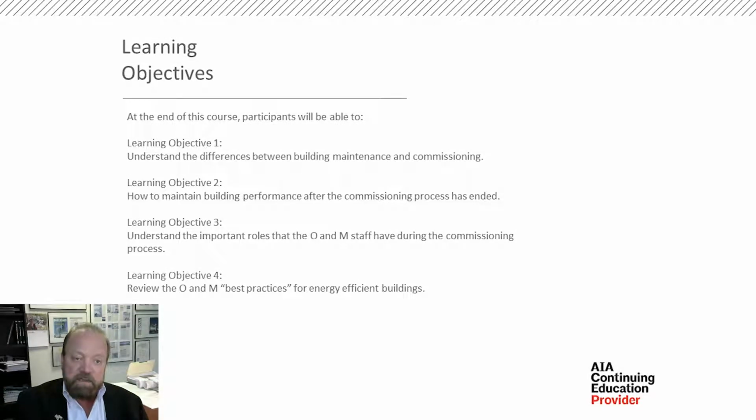The learning objectives of this seminar are: number one, understand the differences between building maintenance and commissioning. Number two, how to maintain building performance after the commissioning process has ended. Number three, understand the important roles that the O&M staff have during the commissioning process. And number four, review the O&M best practices for energy efficient buildings.